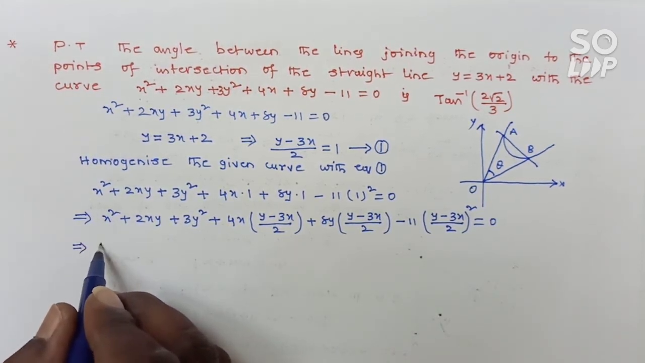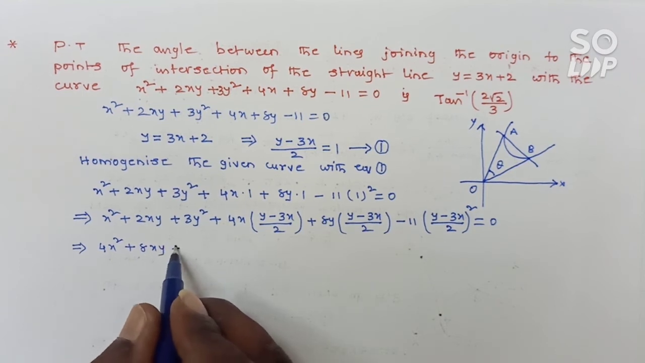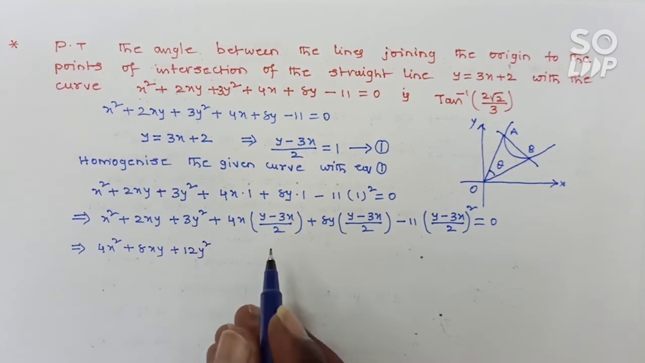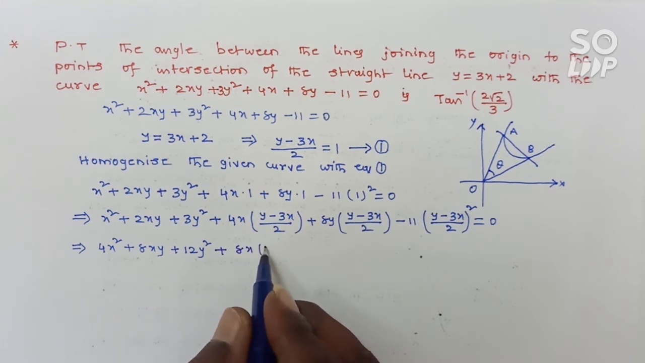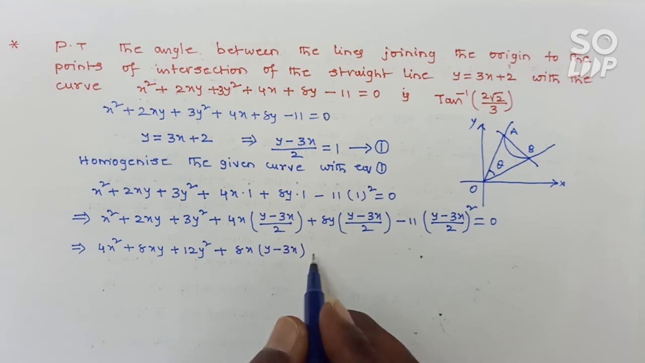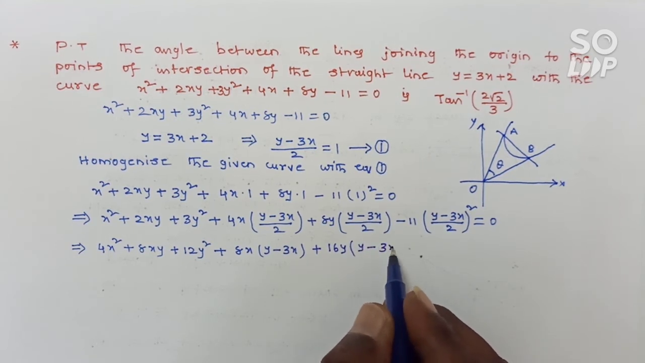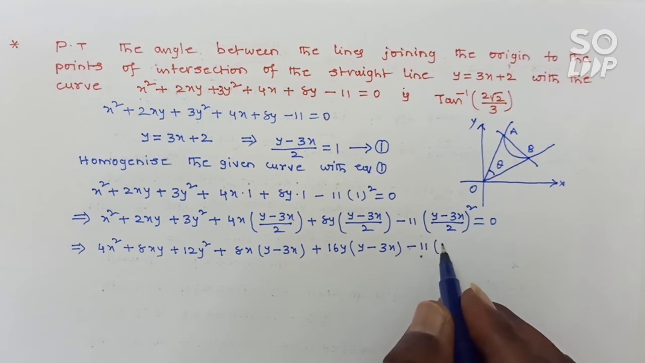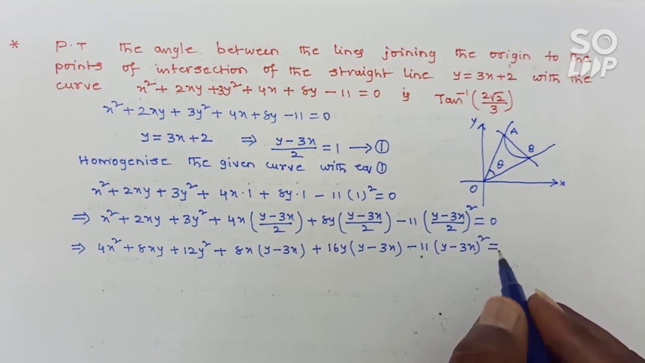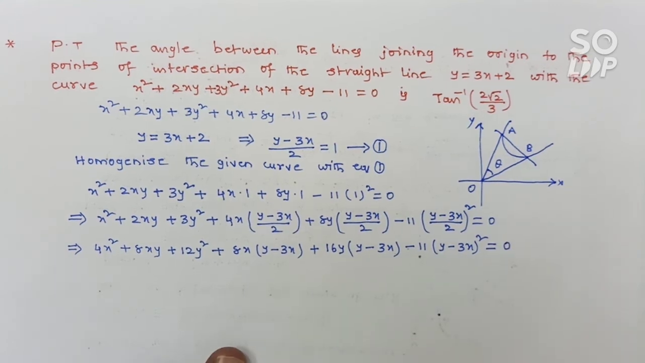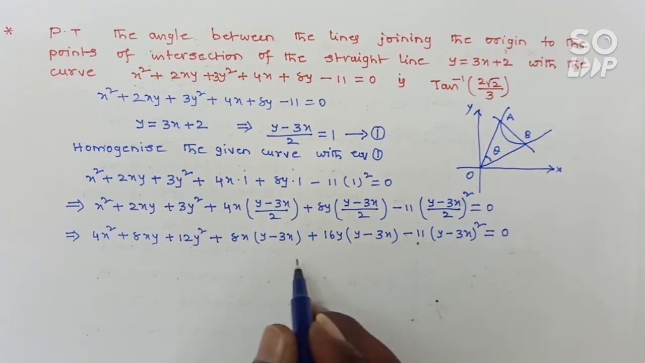So this one we can write as 4x² + 8xy + 12y². Here the LCM 2 goes in, 2 times plus 8x into (y - 3x), plus 16y into (y - 3x), minus 11 into (y - 3x) whole square, whole divided by 4. By cross multiplying, it becomes 0.